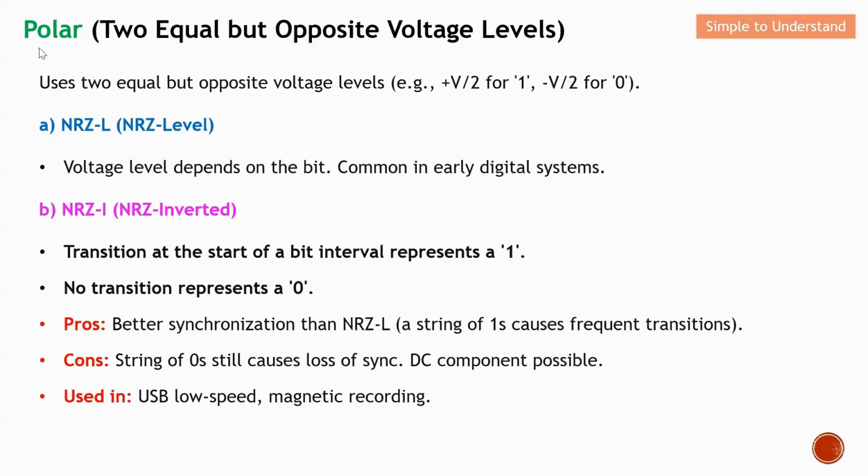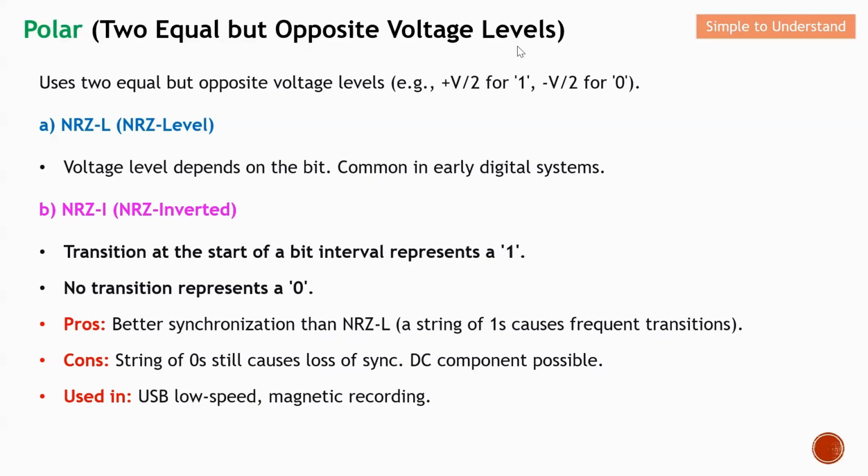Let me come to polar: two equal but opposite voltage levels. What does this mean? Let me give you an example to understand this. Let's say if my digital data is equal to 1, then I can indicate it by having plus V over 2 to indicate data 1. Let's say my digital data is equal to 0, then again I can use minus V over 2 to indicate data 0. So from here you can see that they have equal voltage levels, but different signs, plus and minus. So this is the meaning of two equal but opposite voltage levels.